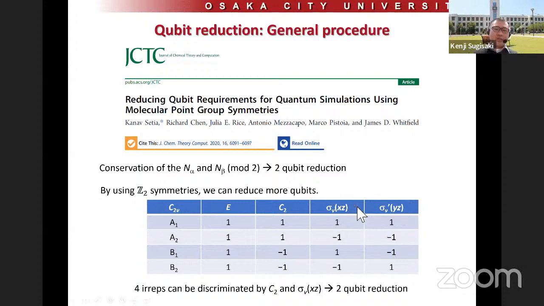So in this case, we can reduce two qubits, in order to store the one qubit to store the symmetry of the C2, and another qubit to store the symmetry of sigma_v. This qubit can be reduced from the computation. So basically, this approach corresponds to the block diagonalization of the original Hamiltonian into the reduced representations.